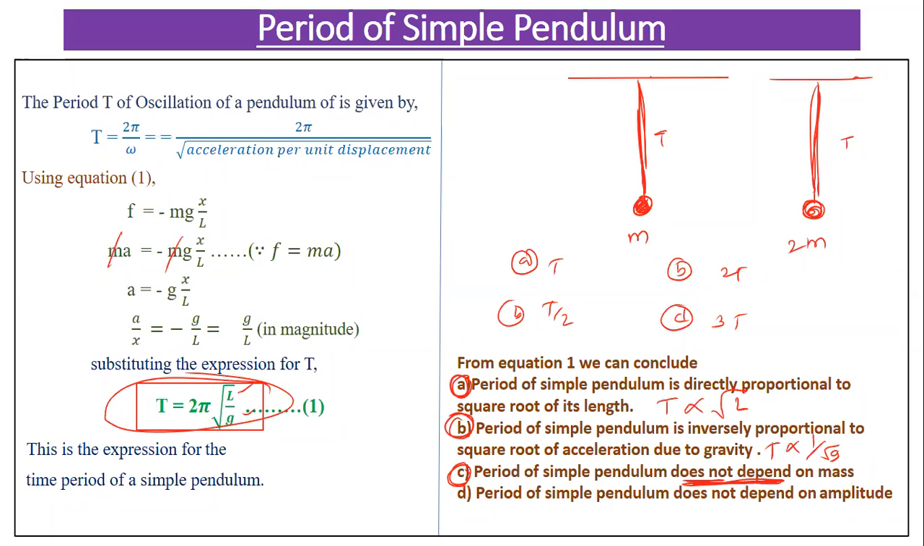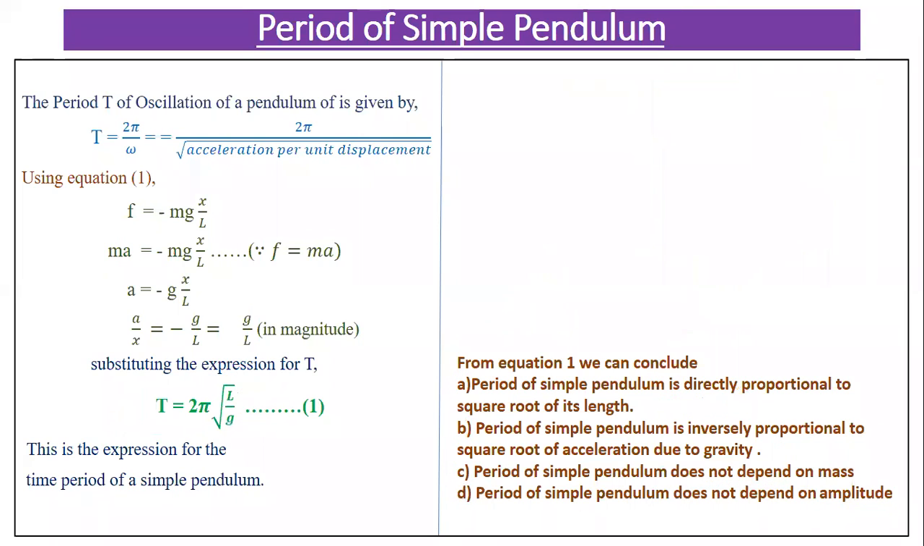This is the third conclusion. And the fourth one: the period of a simple pendulum does not depend on amplitude. This is also very important, so let me explain this also. If we consider this simple pendulum, this is a bob. Now this bob is moving up to 5 centimeters on this side, and this side also 5 centimeters, meaning the amplitude is 5 centimeters.